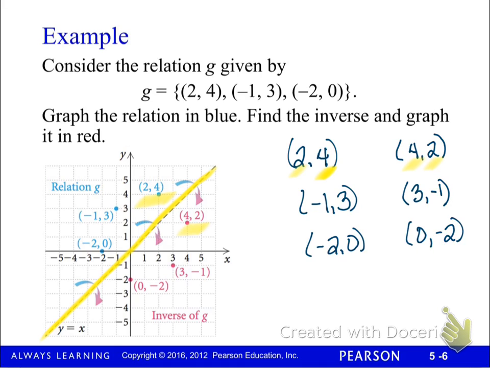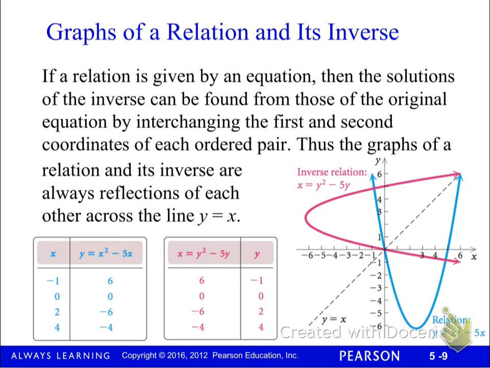I want us to look a little closer at some graphs. So the next slide is going to show us an original relation and its inverse. If you look in blue, we have our original relation, and it is a parabola, y equals x squared minus 5x. A couple of the things I want us to note is our x values here, those are our domain for our original function. And then our y values here, they are our range.